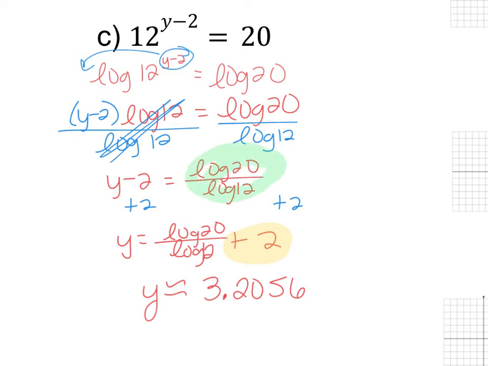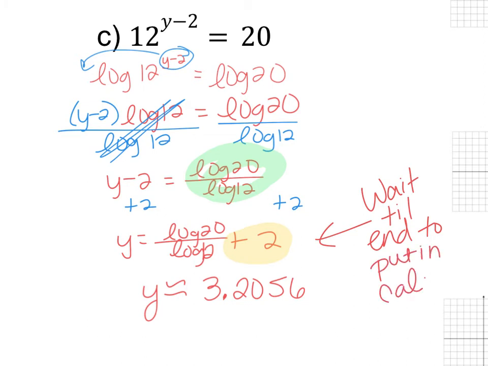One note is some people might be tempted to put this in your calculator at this point and get an answer there. Let's wait till the end to put it in the calculator. The reason why, you'll get close if you rounded earlier, and you might actually get the same answer, but the most accurate answer every single time is to always wait till the very end to put it in your calculator and then round at the end.